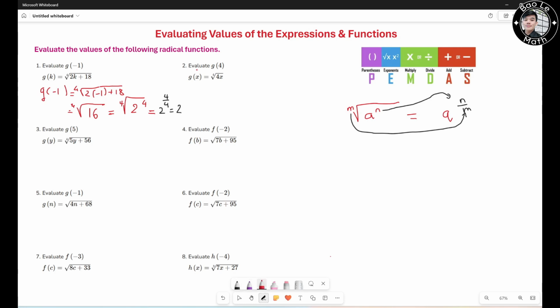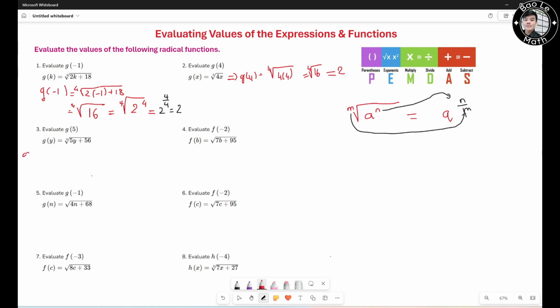Now question number 2. G of 4 is 4th root of 4 times 4, right? So it could be 4th root of 16. So it could be similar to this one. It could be 2, right?